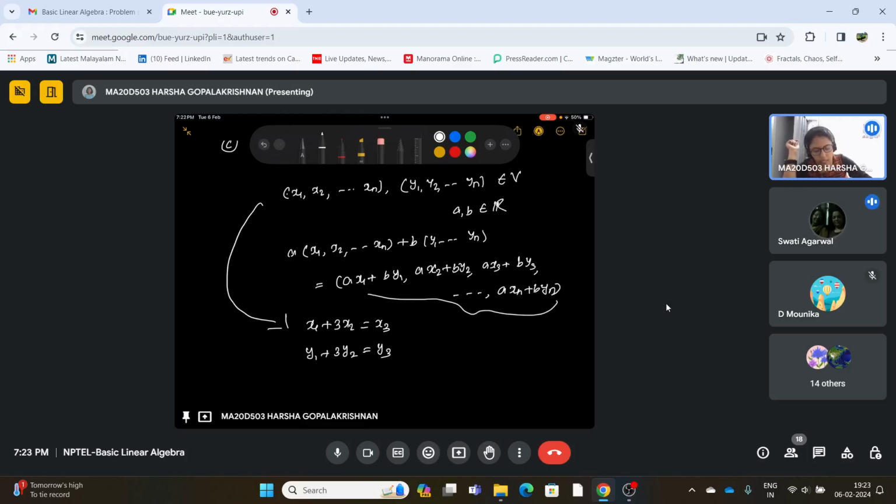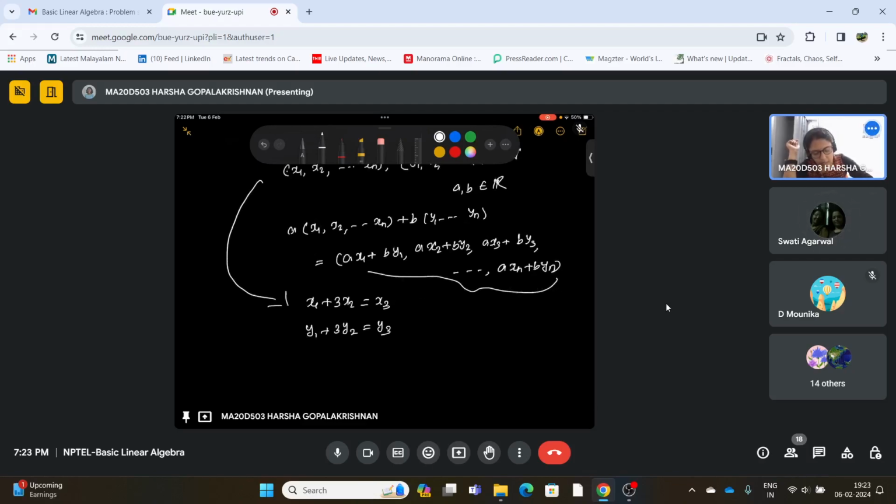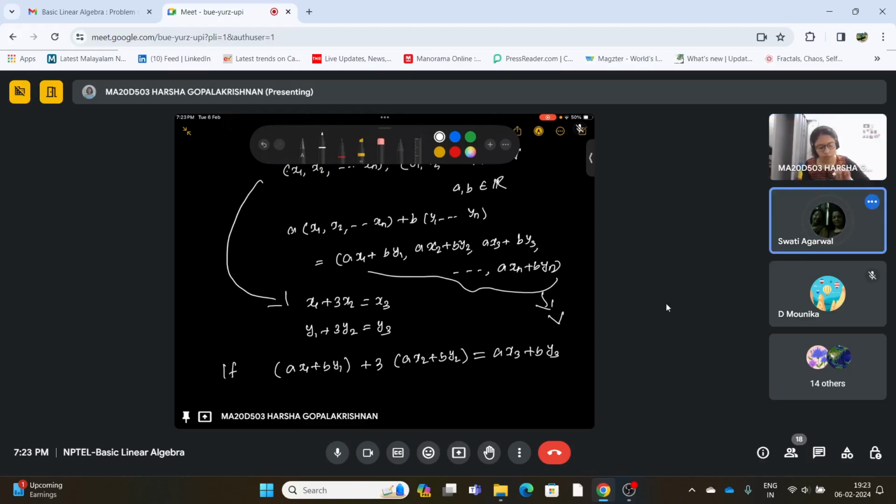Okay, so for that we should consider the first element ax1 plus by1. So let me write ax1 plus by1 plus 3 times (ax2 plus by2). What the condition says: first element plus 3 times second element should be equal to third element. If it satisfies, then this element belongs to V, right? Okay, so now we will consider whether it is true or not.